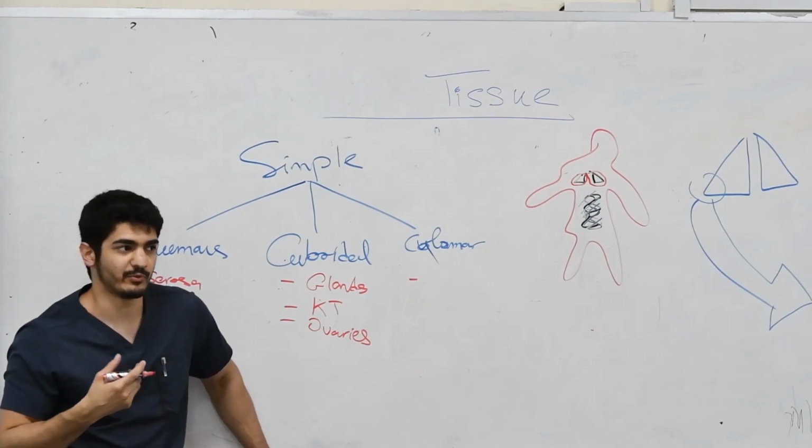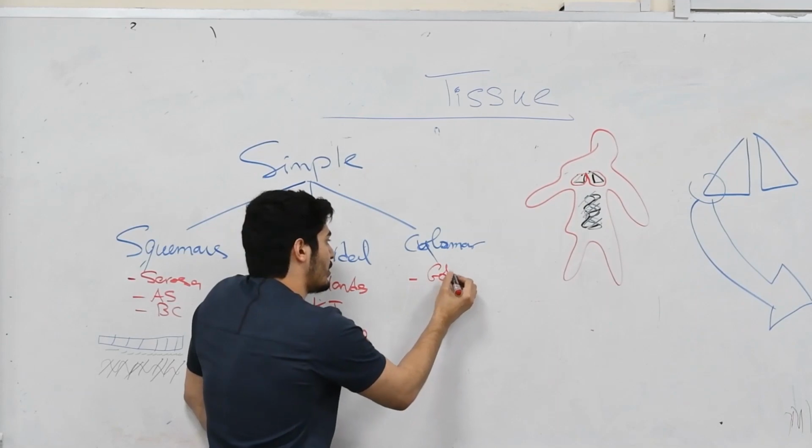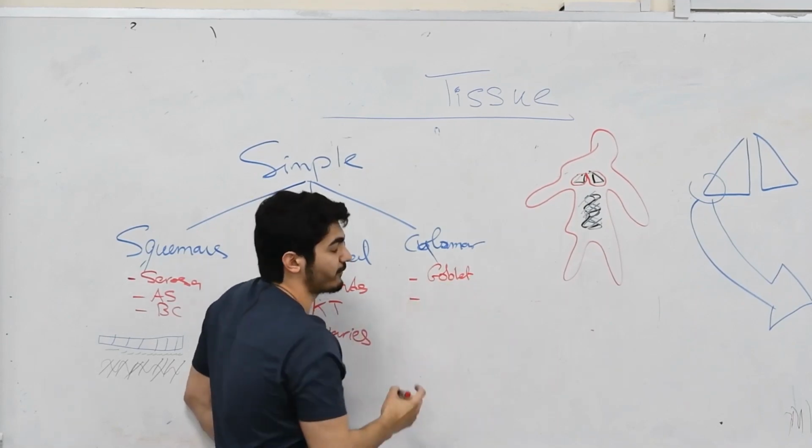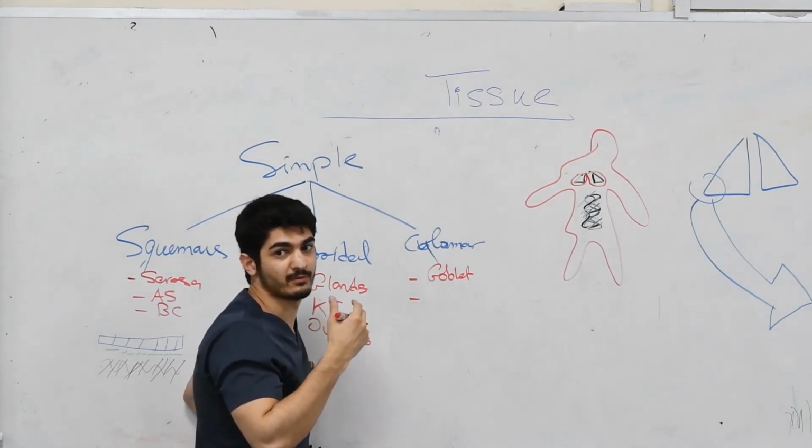Goblet cells, they secrete mucus. Okay? Memorize goblet cells. Memorize digestive tract. From the stomach to the anus. Not from the mouth. Okay?